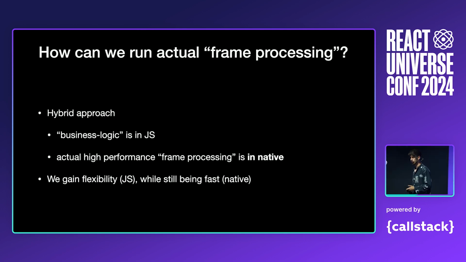VisionCamera chooses a hybrid approach. So your app's business logic is in JavaScript. This includes camera setup code. So that's deciding front camera, back camera, FPS, and so on. The actual high-performance processing part is in native code. So that's GPU-powered native stuff. We have a lot of flexibility because we can write JavaScript, and we're still very fast where it matters, which is in the native processing code.